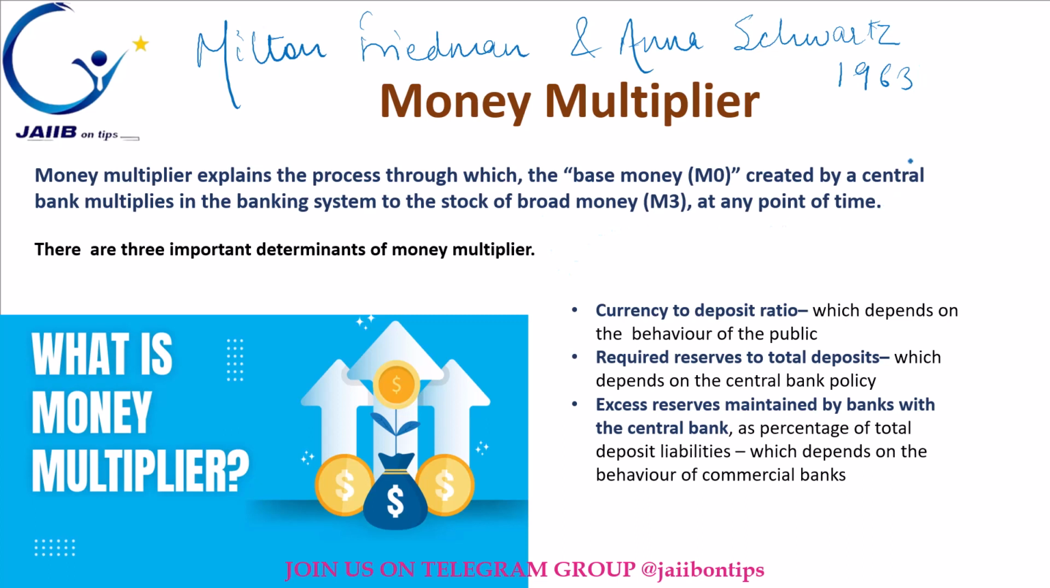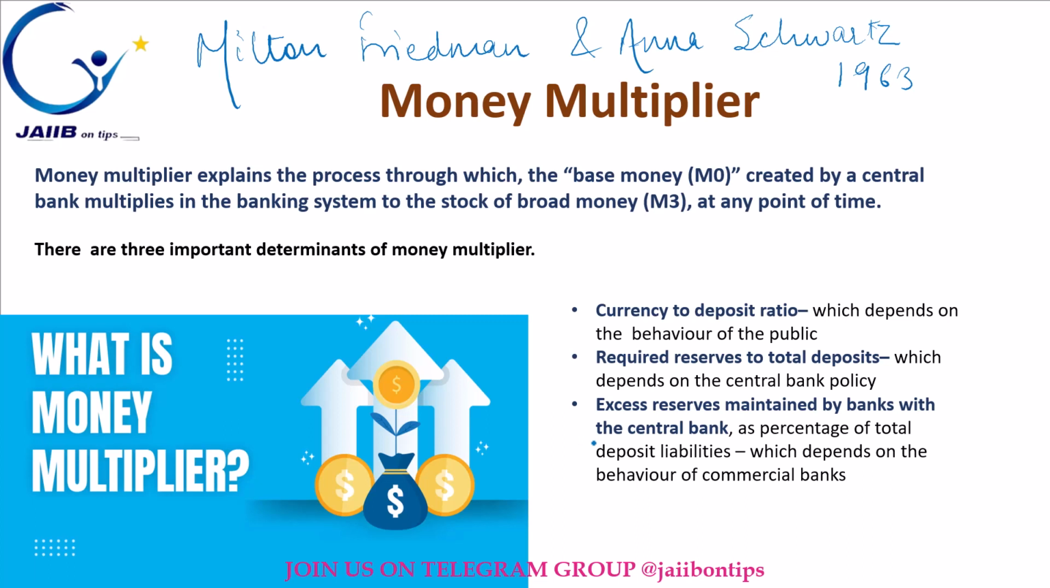Let's simplify this: it explains how the money created by a central bank, that is the base money, M0, can multiply in the banking system to become the total money supply, that is the broad money in the economy, which is M3. Right. There are three important factors that determine the money multiplier. First is currency to deposit ratio. It shows how much cash people prefer to hold compared to keeping it in the bank.